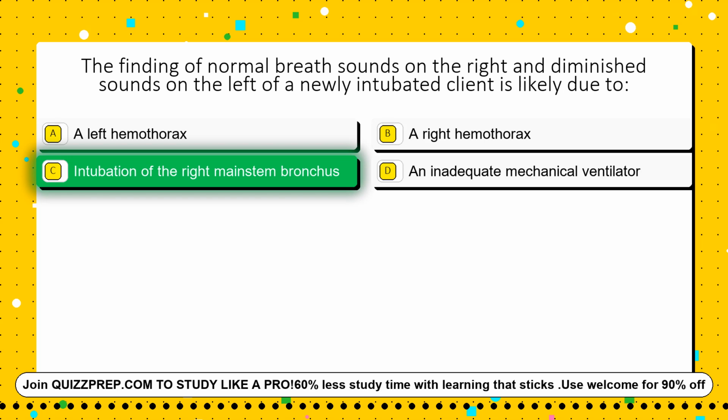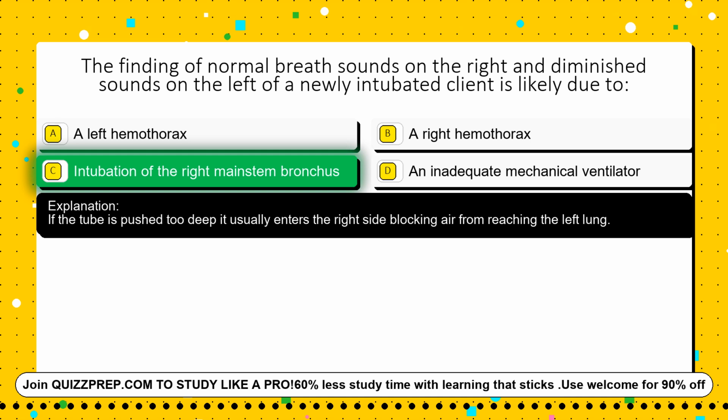The correct answer is option C, intubation of the right mainstem bronchus. If the tube is pushed too deep, it usually enters the right side, blocking air from reaching the left lung.